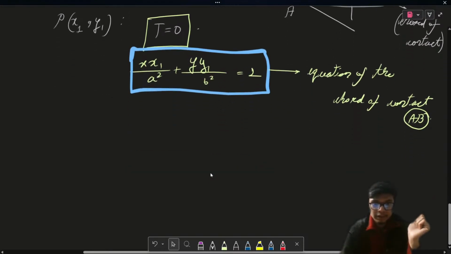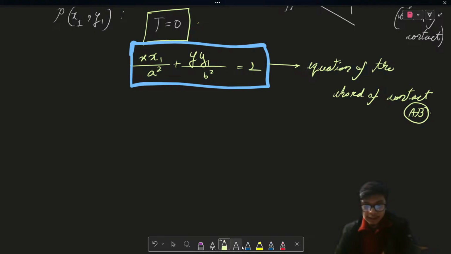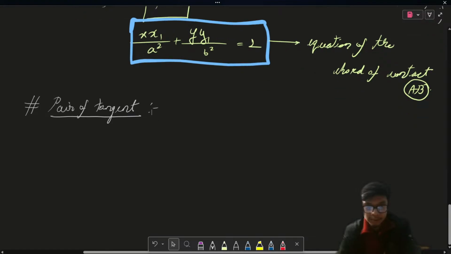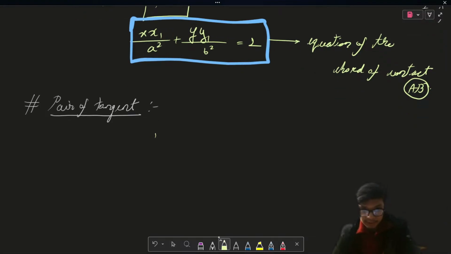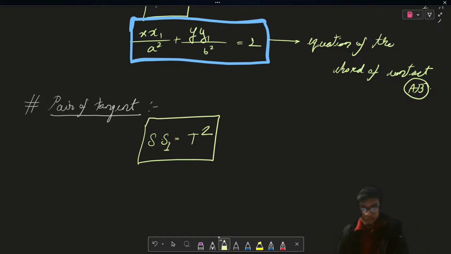And in a similar manner, we can also obtain the format of the pair of tangents. So if I want to write down the equation of the pair of tangents from a point outside the ellipse, I can do it by the transformation that was basically S1 is equal to T square, right? This was a transformation that we have learned in the case of circles as well, right?